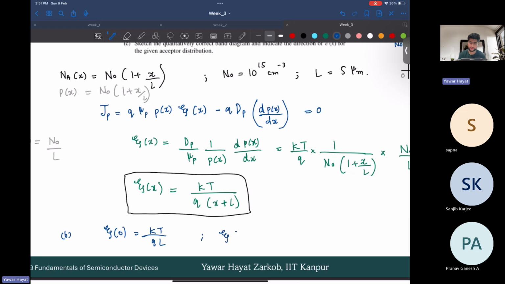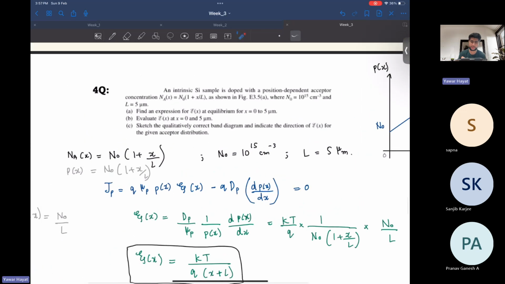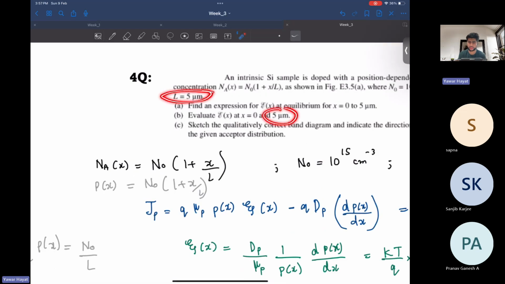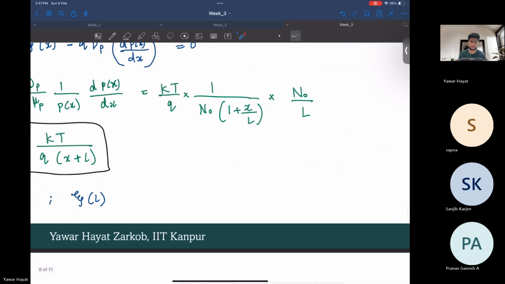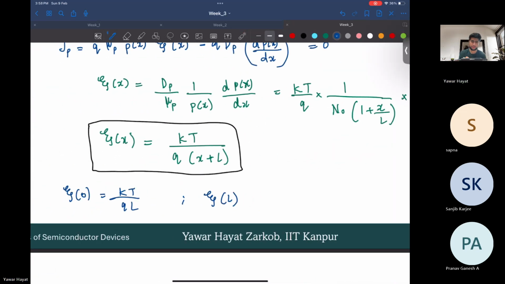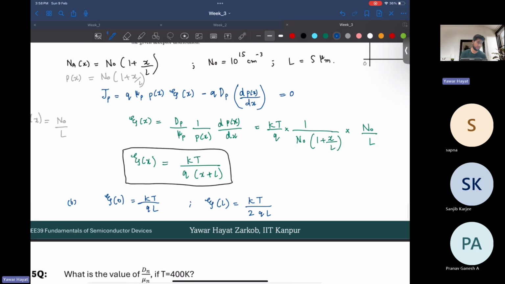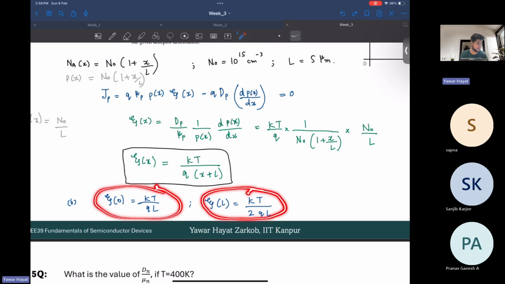What about E of L? Why am I writing E of L? Because my L is 5 micrometer, right? So we are asked to calculate E of x at L, at this edge point. What is E of L? Your E of L is KT by 2QL. Okay, so just check it. This one is 52 volt per centimeter, and this one is half of that, 26 volt per centimeter. You'll just plug in the numbers and verify it on your own.